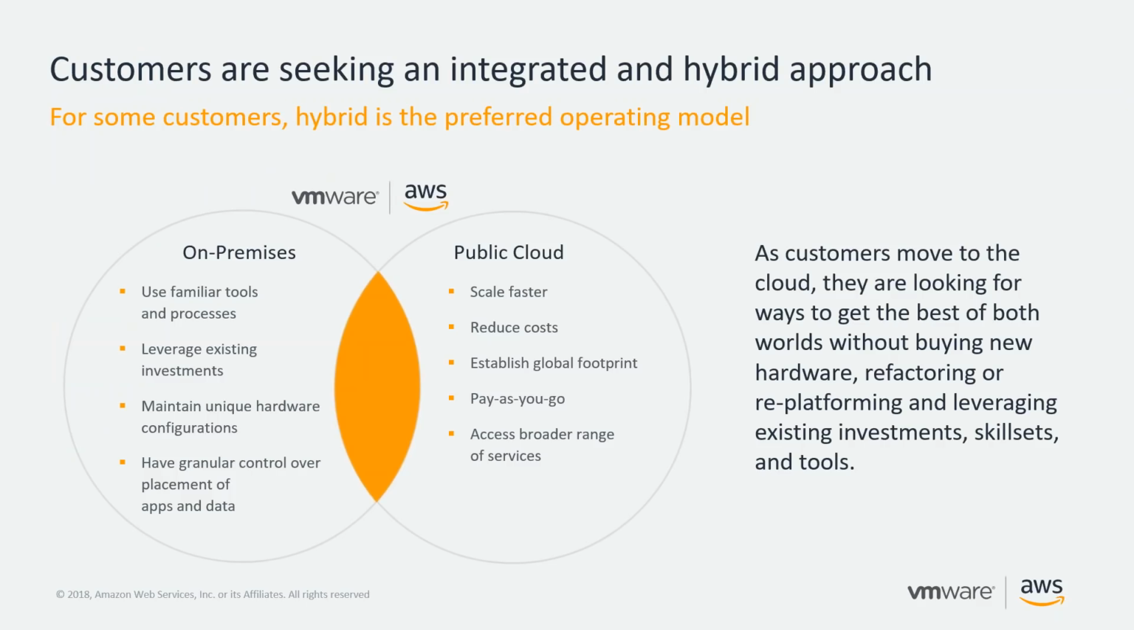So some of the things to keep in mind are that customers are seeking an integrated and hybrid approach. For some customers, hybrid is the preferred operating model. For example, with on-premises, they use familiar tools and processes. They want to leverage existing investments. Customers want to maintain unique hardware configurations, and they want to even have granular control over the placement of applications or data. And then with the public cloud, being able to scale faster, reduce costs, establish a global footprint, and pay-as-you-go model. And then also being able to access a broader range of services.